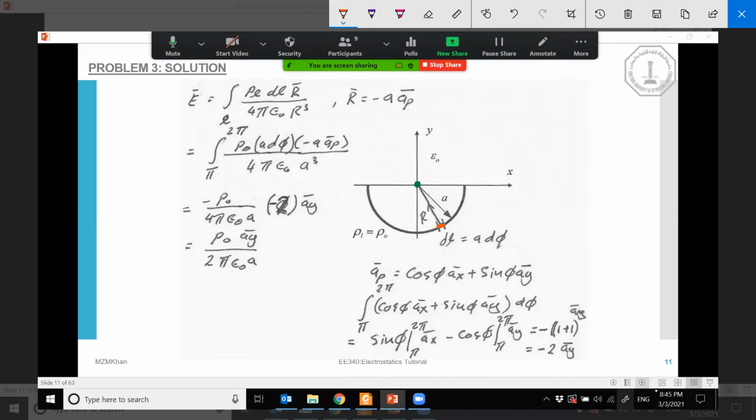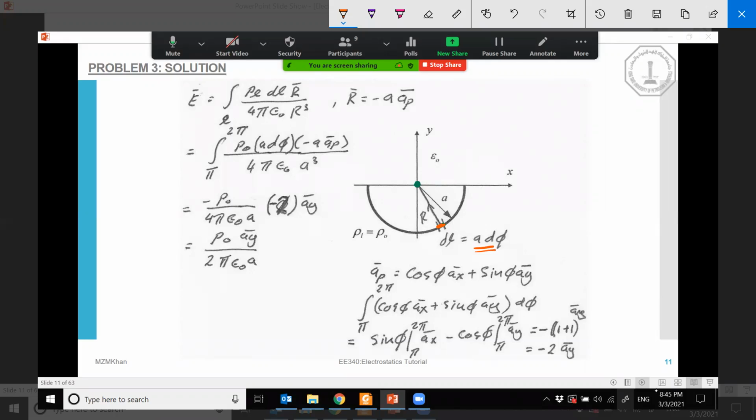And what is this dl? Because it's a half ring, the best coordinate system to fit this is, what will be the best coordinate system? Cylindrical. This is x, this is y, and z is coming out of our screen. So cylindrical is better, and I'm writing this dl in terms of cylindrical coordinates. It will be r d phi, but since the radius is a, it is a d phi.